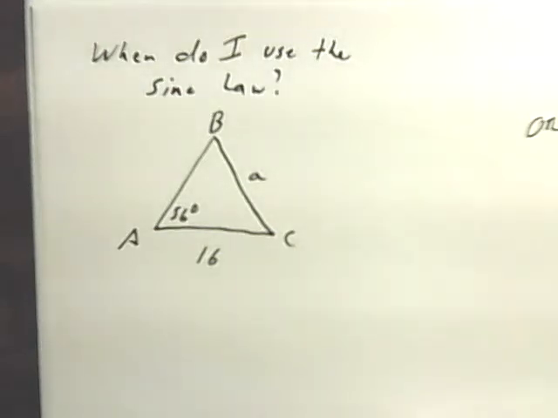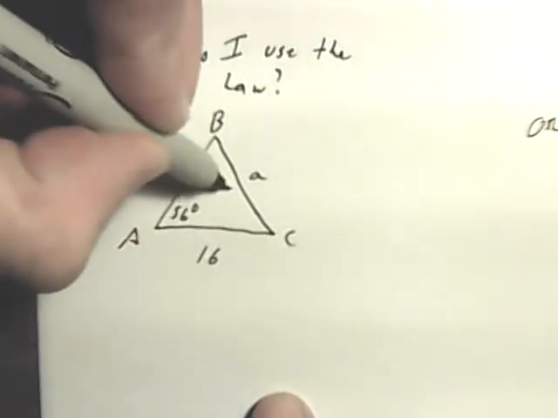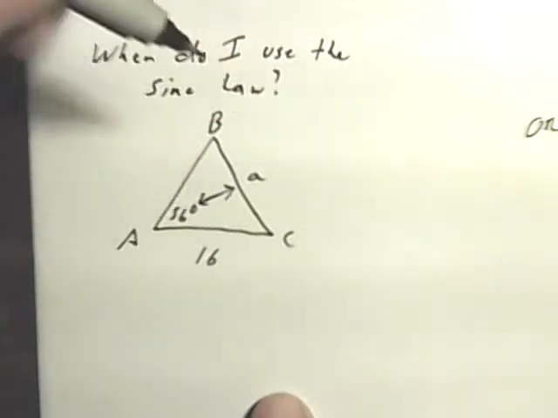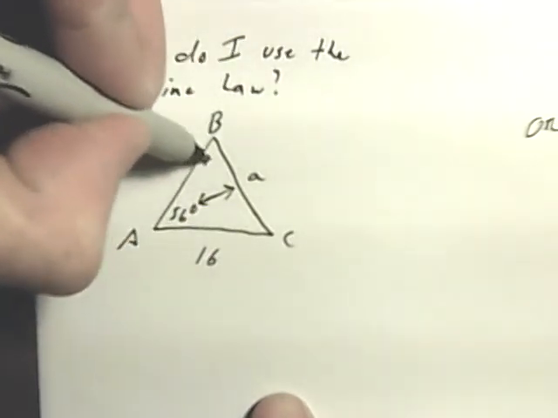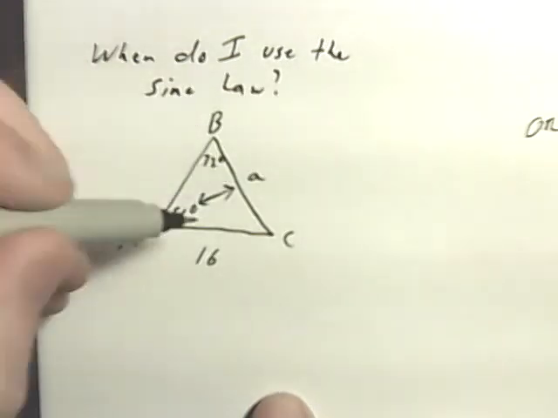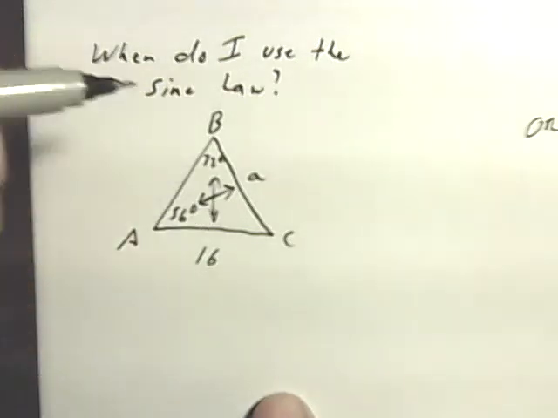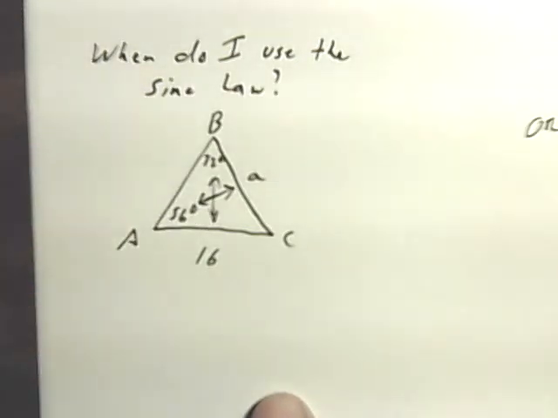Let's look at the situation where we want to use the sine law to solve a problem in a triangle. We use the sine law when we do not have a right angle in the triangle. And what we must have is an opposite pairs situation. Here I've got an angle and an opposite side, and I've got an angle and an opposite side. So I can use the sine law.